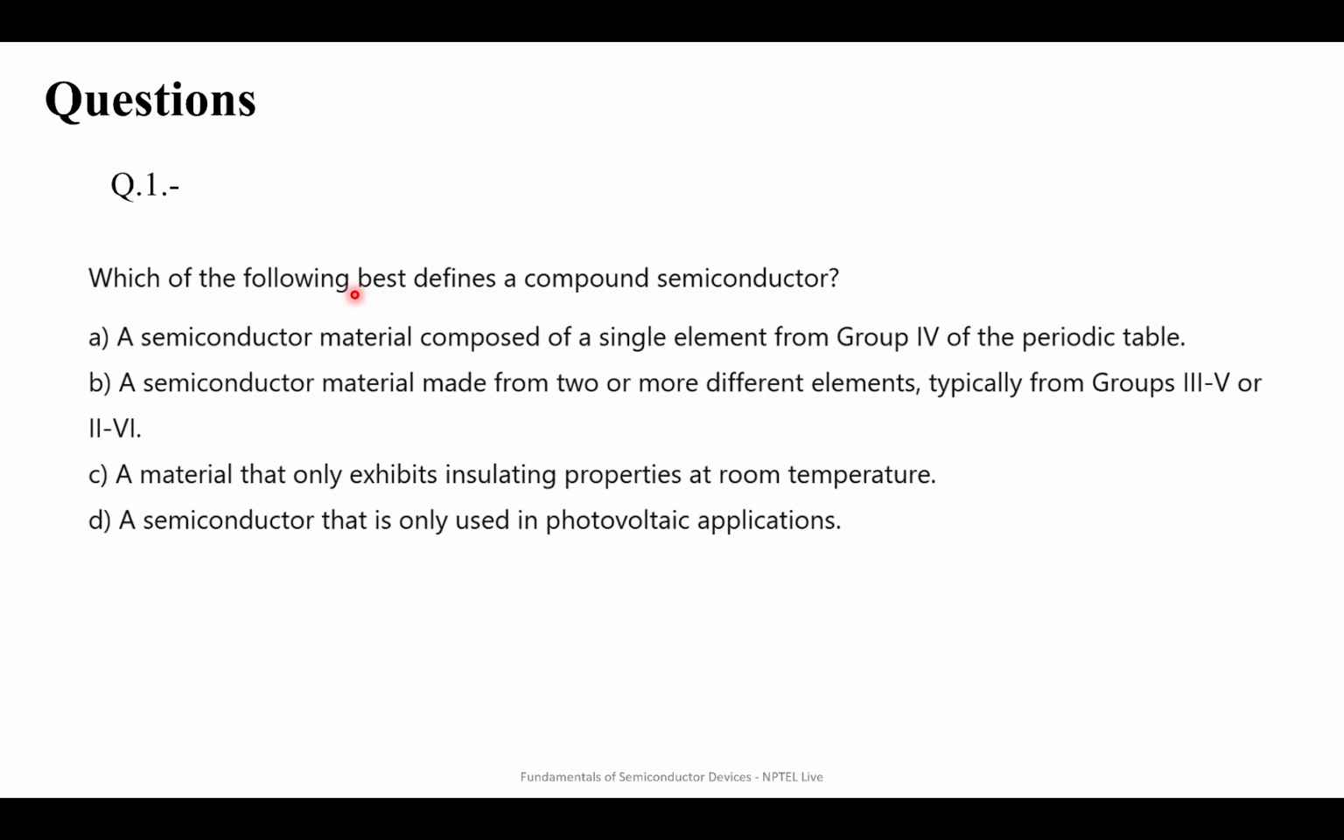Option B is correct. The answer is a semiconductor material that is made from two or more different elements, typically one is from group 3, other is from group 5, or one is from group 2, other is from group 6. And if you notice, why group 3-5 or group 2-6? Because if you see the covalency, the average covalency becomes 4, which is what you have in silicon.